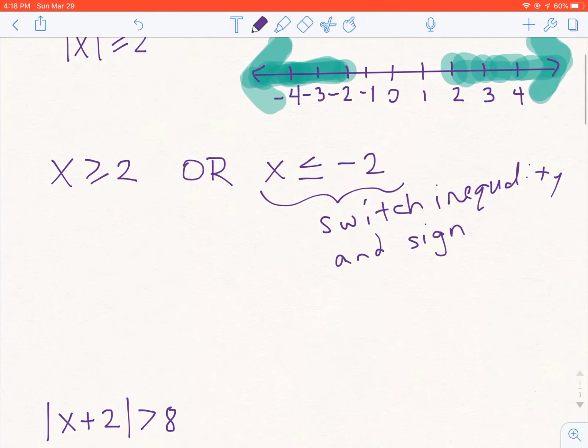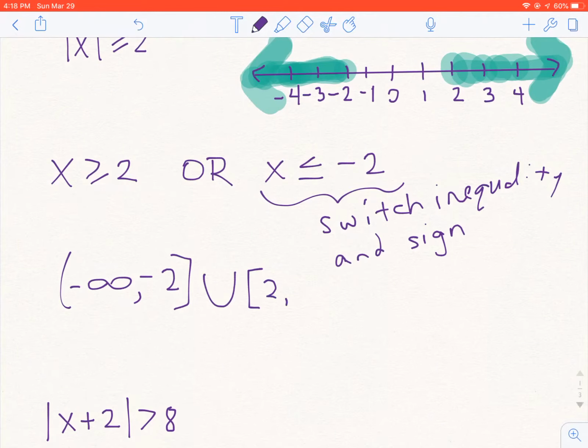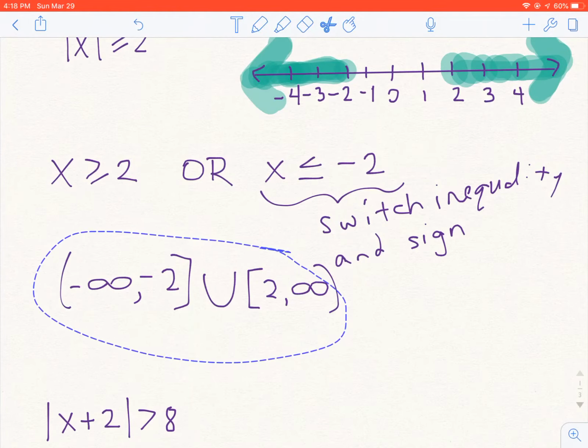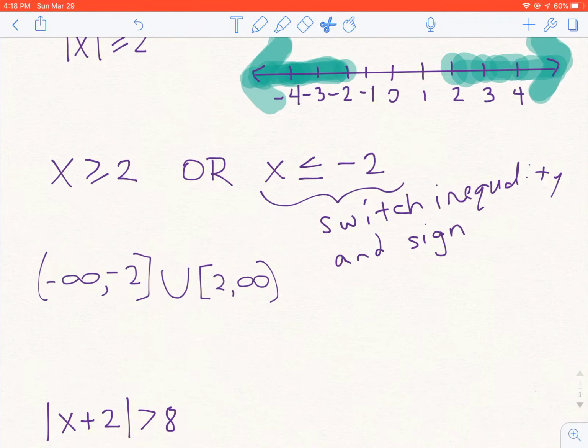Okay, the way we write that, you all know. Negative infinity to -2, square bracket, because it's equal to, union, square bracket, 2, comma, positive infinity. And that's what's going to be important that you know for the test, because that's what it looks like on the test, is an or statement that looks like that. It's not an and statement. You can't write it in a single, sweet thing. You've got to have that crazy or statement.